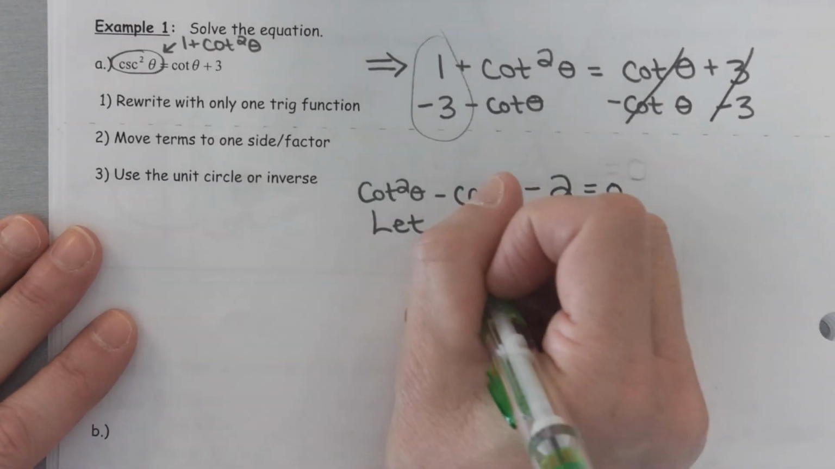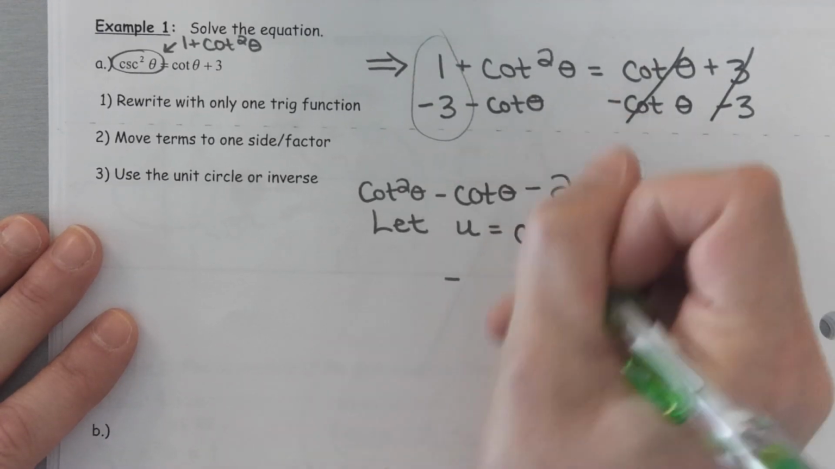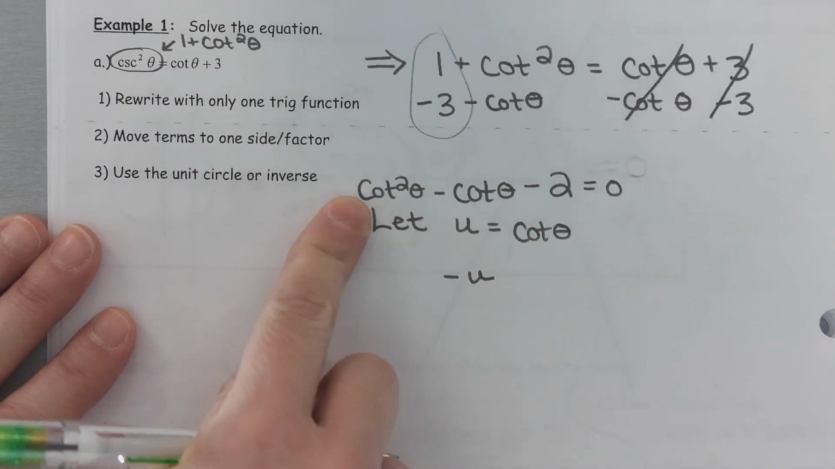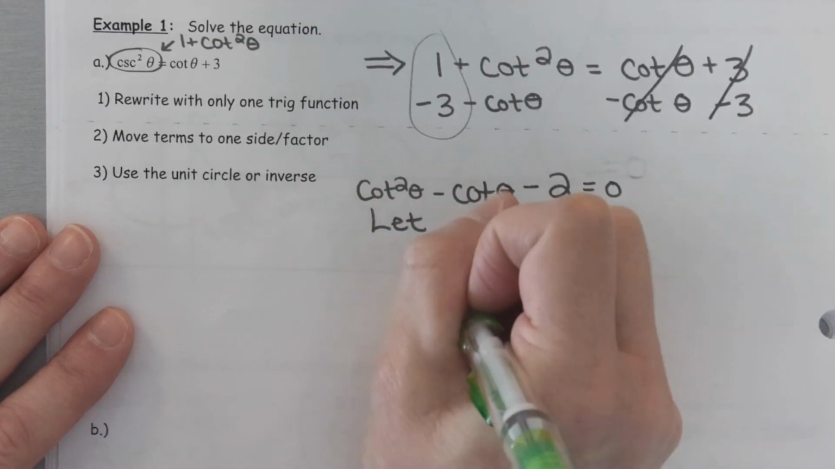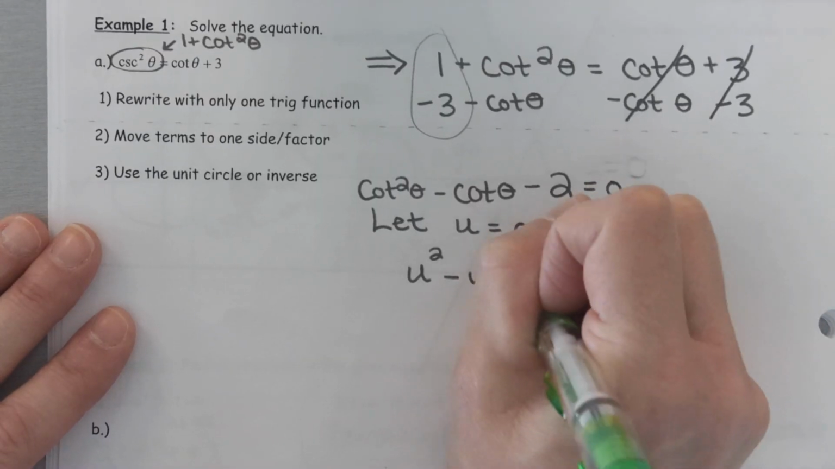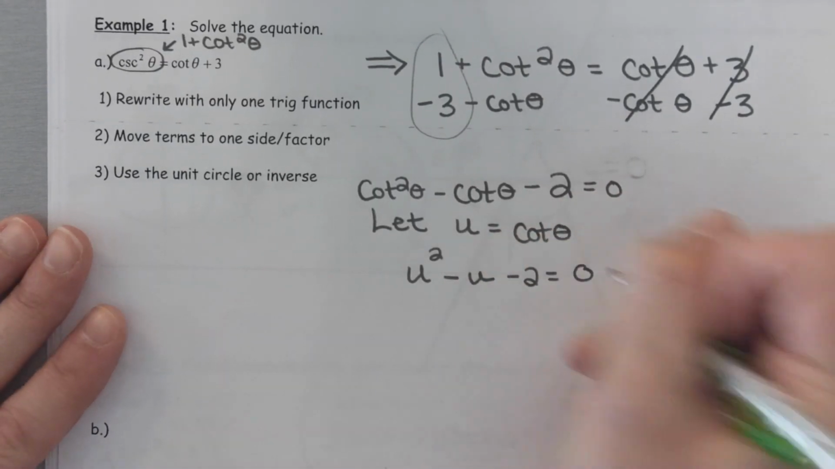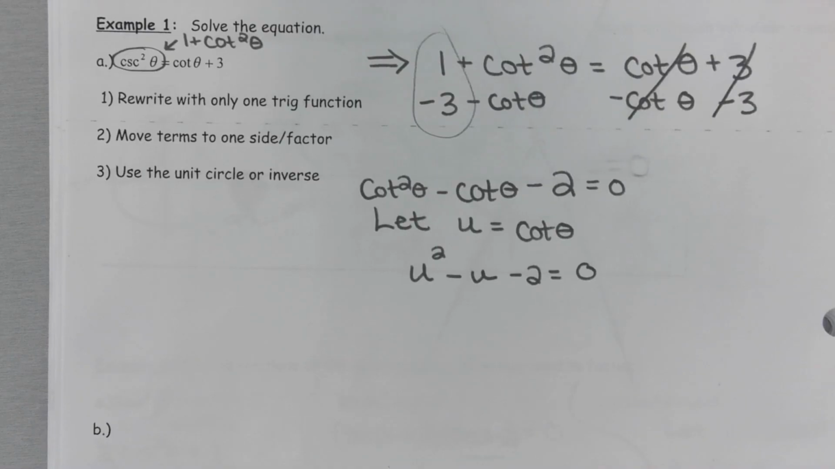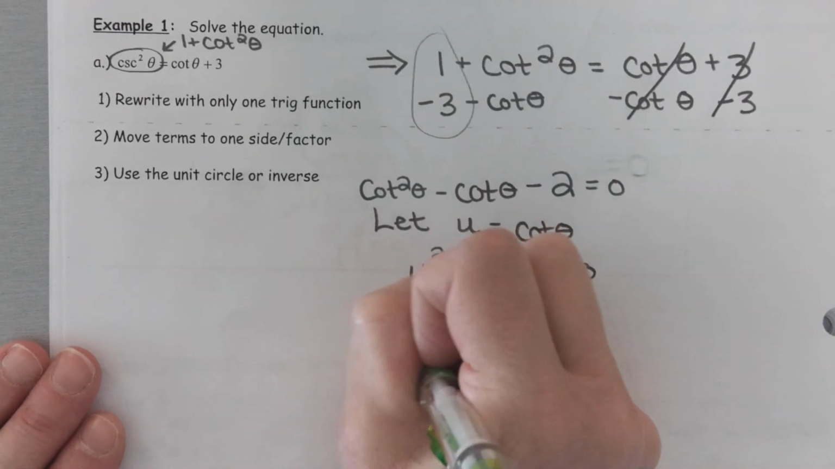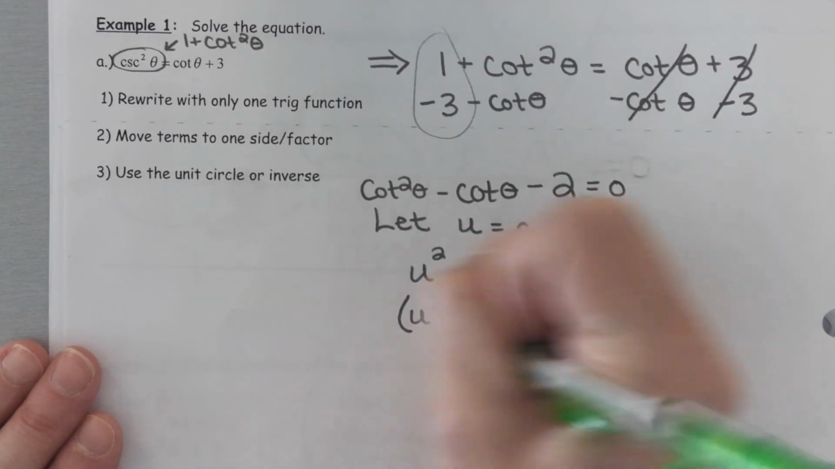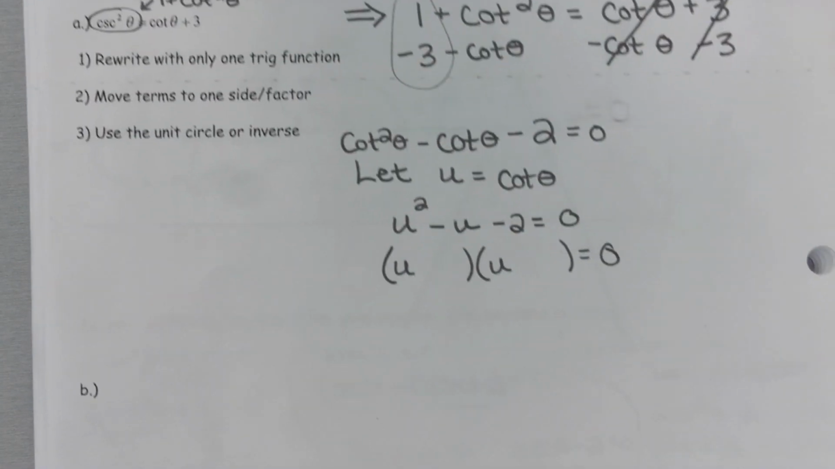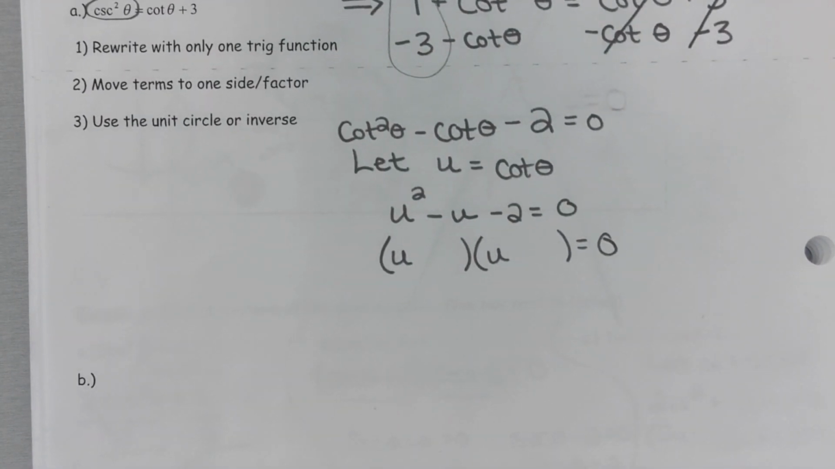All right. So if I go to put in U, well, there's a cotangent, so it's U. What would I put in place of cotangent squared then? U squared. So I have U squared minus U minus 2 equals 0. Can we try to factor that? Yeah. 2 sets of parentheses because it's a trinomial. I know I need U times U to get back U squared. What are my magic numbers that multiply to -2 but add or subtract to -1?